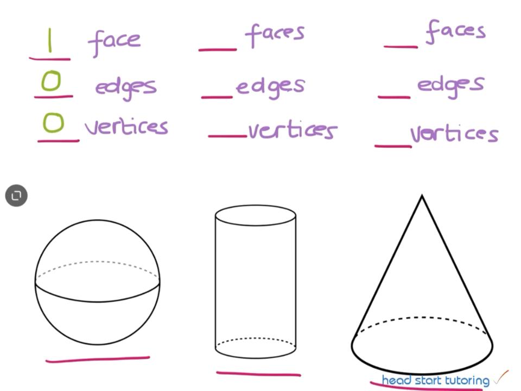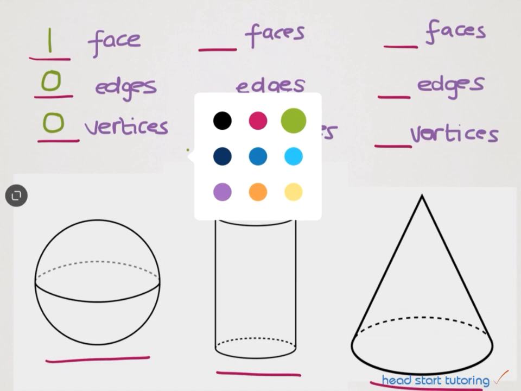And that is because it is circular. It is a circular solid. That would be exactly the same as our ellipsoid, which looks more oval. It is a more oval circular shape, and it looks a bit like a rugby ball. So our ellipsoid, which looks a bit like a rugby ball, will also have one face and 0 edges and 0 vertices. Right, let's have a look at our cylinder.